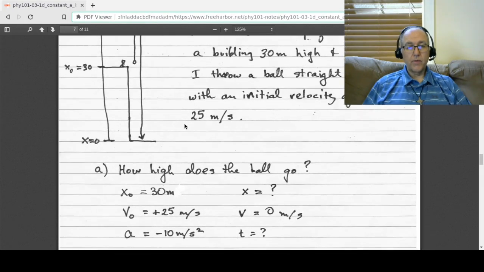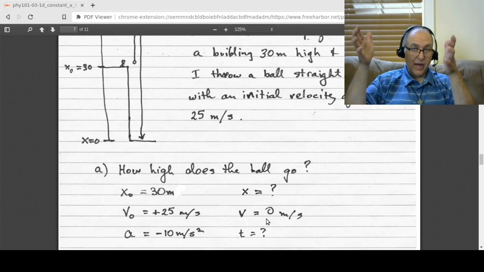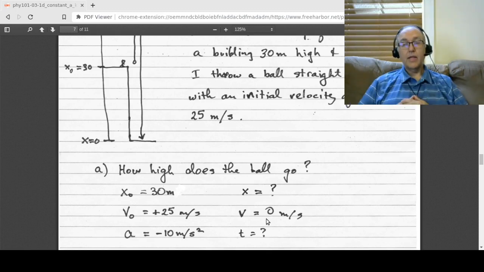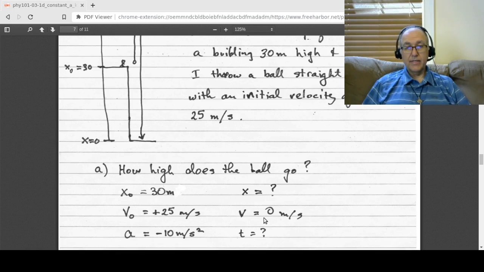Oops, scroll down a little bit more here. Okay, and so what we have here is an initial velocity of 25 meters per second. And when we get to the very top, okay, that's because we're asking how high does the ball go. We're talking about the highest point, and at the highest point the velocity is 0.